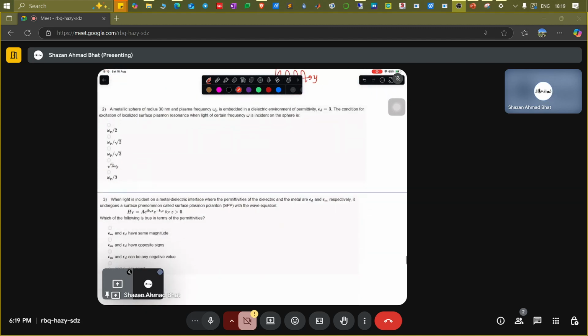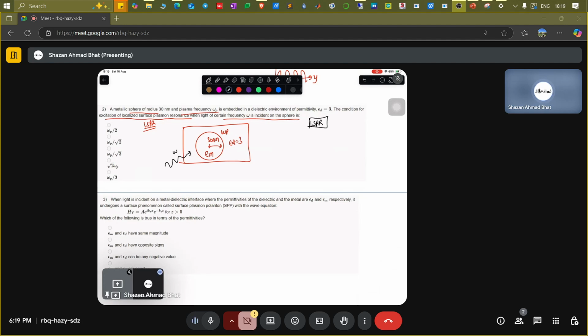For the second question, we are given a metallic sphere of radius 30 nanometers, and the plasma frequency is omega p. It's embedded in a dielectric environment. Let's say this is a dielectric environment of permittivity 3. So this is epsilon m. The condition for excitation of localized surface plasmon resonance, that means LSPR, when light of frequency omega is incident on a sphere. Some light is coming in with frequency omega. We need to find what is the condition for LSPR to happen.